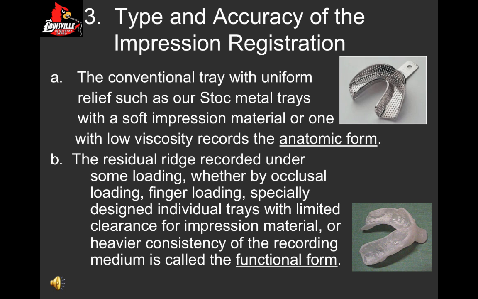The residual ridge recorded under some loading, whether by occlusal loading, by finger loading, or by specially designed individual trays, like custom trays with a little bit of space in them and a viscous impression material, records the functional form. You can make trays with limited clearance for impression material and use heavy consistency impression materials to record the patient's functional form.